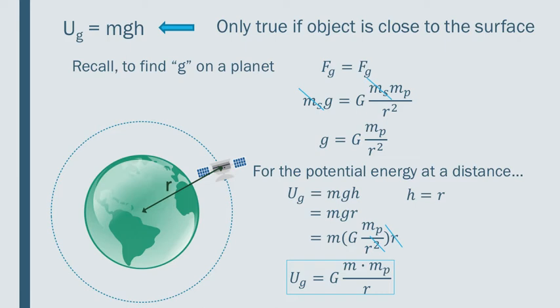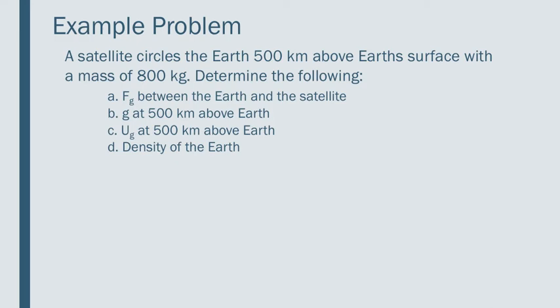So this will work always. It is G times m, our object, times the mass of our planet, over r. The only difference between this and our force of gravity is that there is an r squared in the denominator for our force of gravity instead of just r. So m is the object, m_p is the planet. So let's do an example problem.